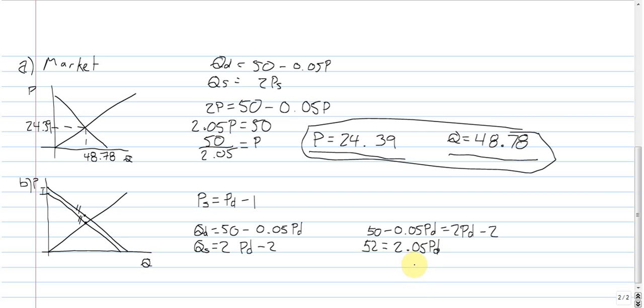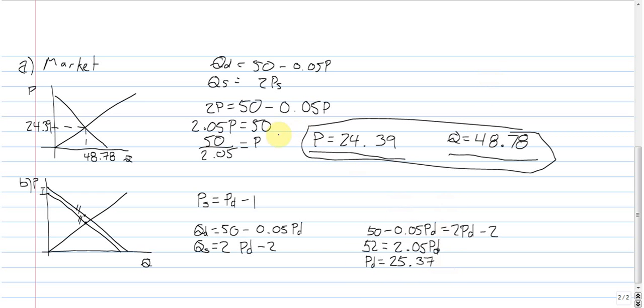Okay, so now we've got this equation. We're going to divide through and find PD. That's just 52 divided by 2.05. And I make PD to be 25.365853666, or 25.37. So that's our price of the demander.